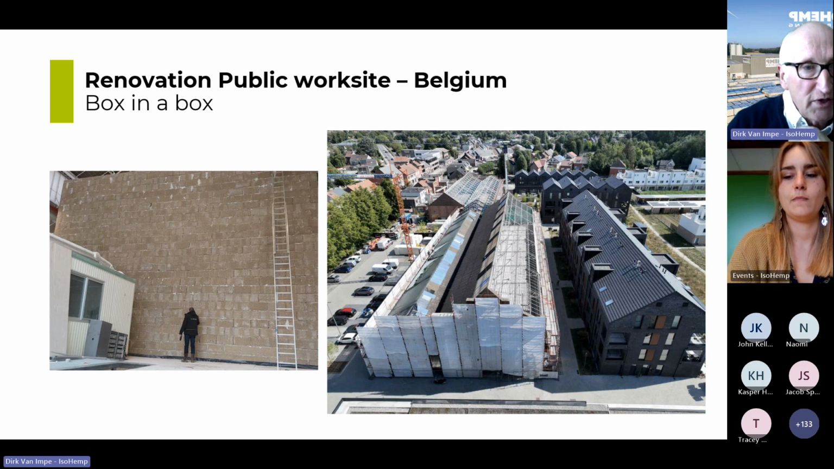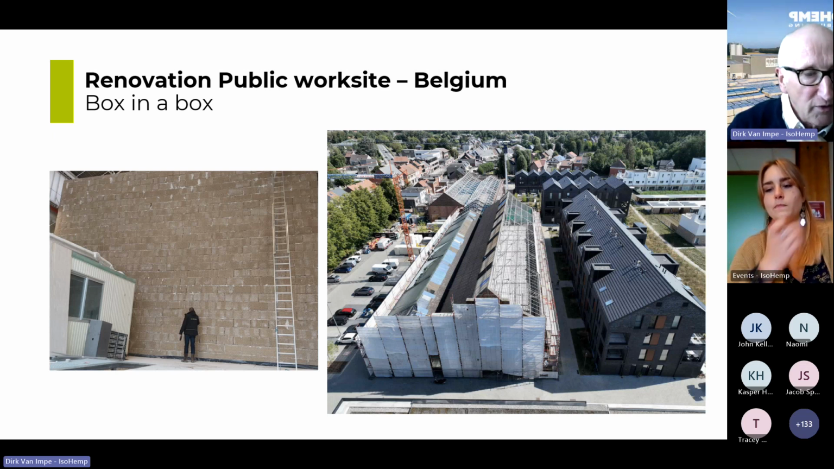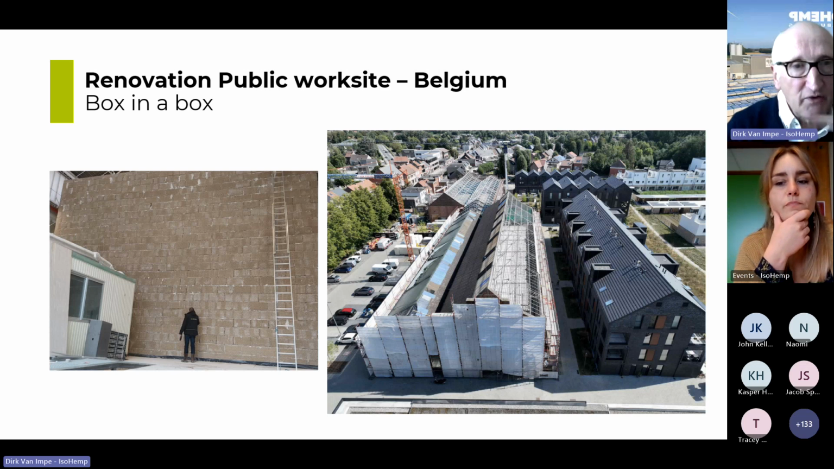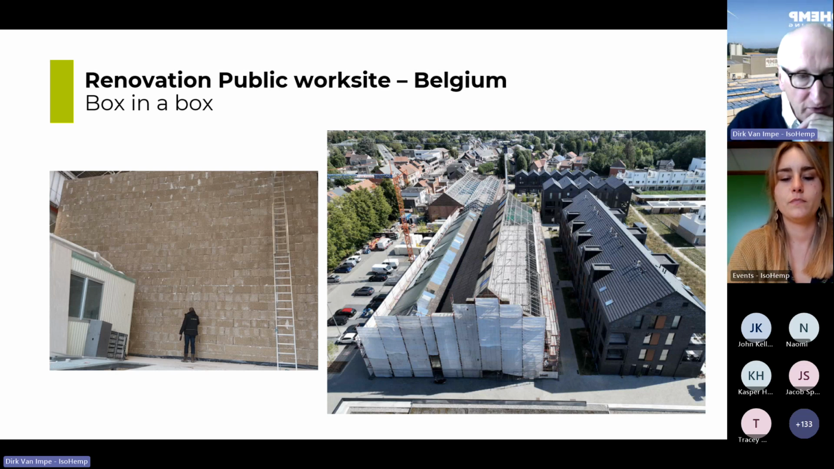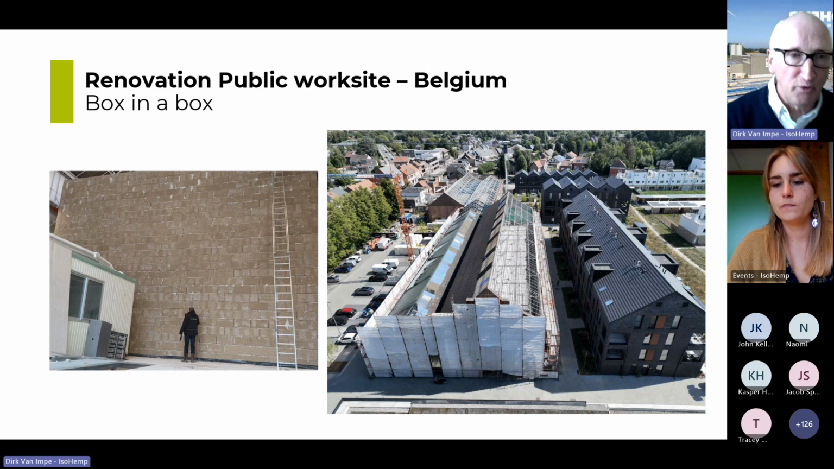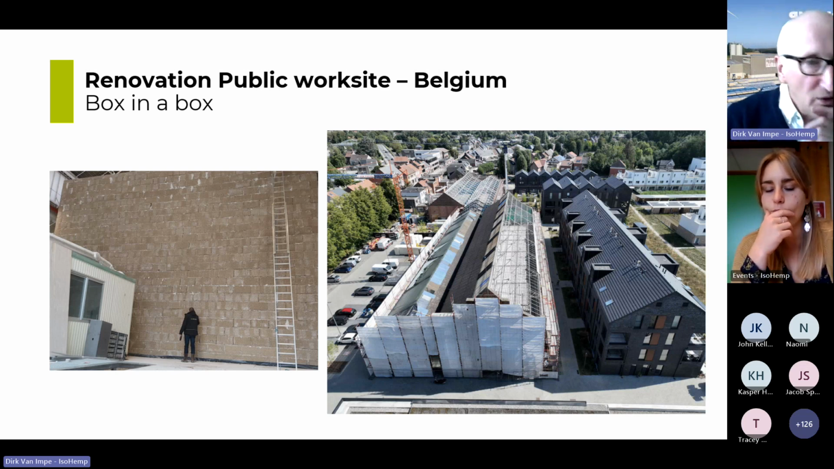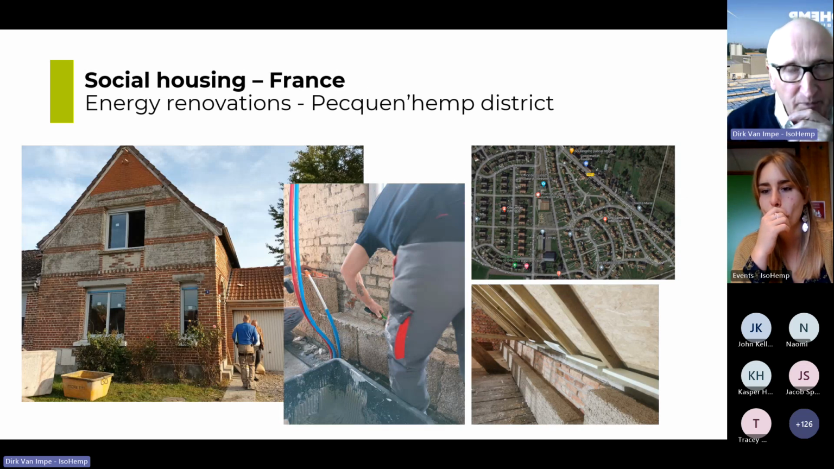This was Box in a Box in Belgium. It's a public renovation. Here the blocks were used to keep humidity at a stable level because it was for patrimony. It was for historical things, to protect them. It was a depot for old documents and things like that. And inner humidity was an issue, so that's why they constructed a box in a box with the hemp blocks to maintain a very stable humidity at the inside.